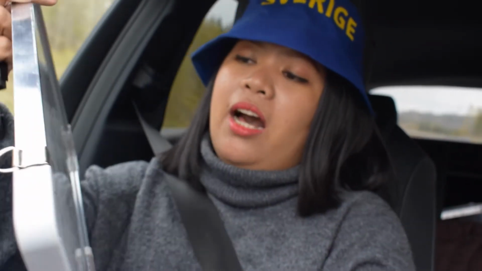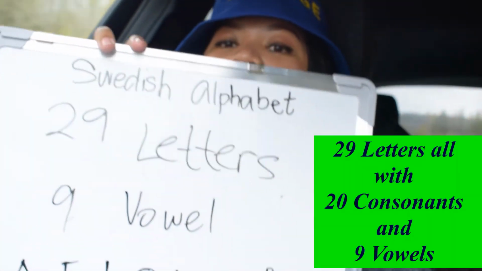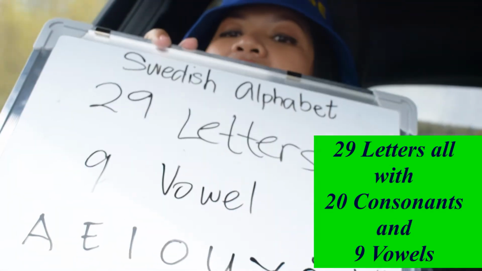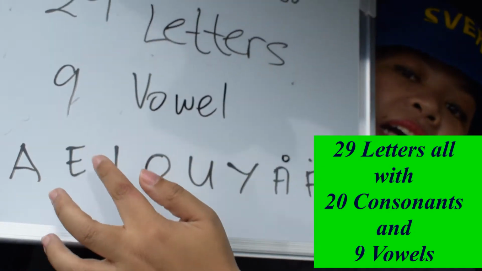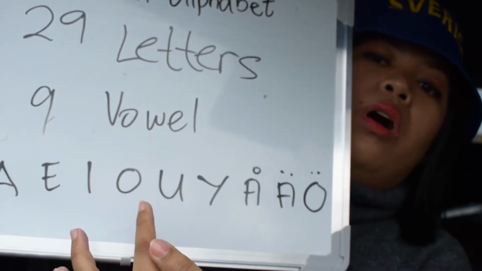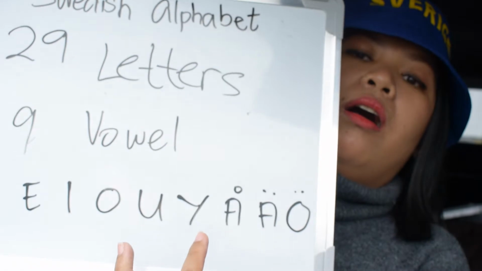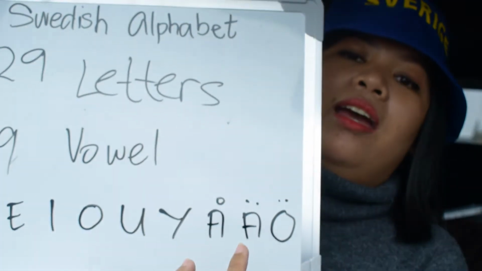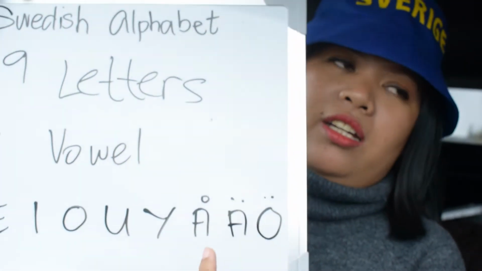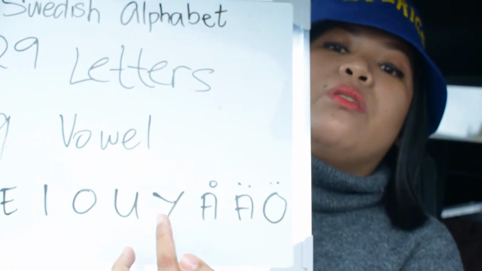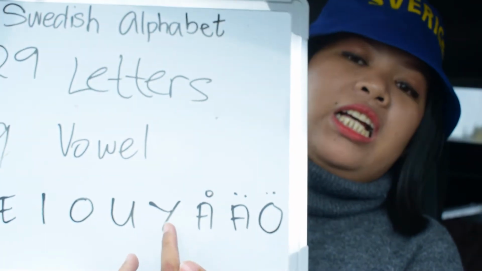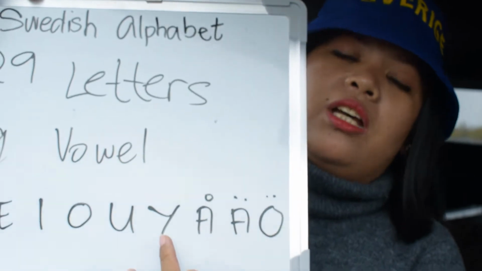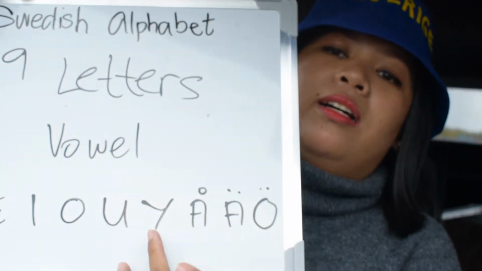The Swedish alphabet has 29 letters and 9 vowels. The vowels are A, E, I, O, U, Y, Å, Ä, Ö. These 3 are the hardest. This one also: in the English alphabet, they have this as a consonant, but in the Swedish alphabet, it's a vowel.